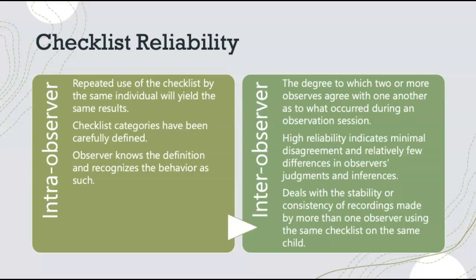Inter-observer is the degree to which two or more observers agree with one another as to what occurred during an observation session. High inter-observer reliability indicates minimal disagreement and relatively few differences in the observer's judgments and inferences. It deals with the stability or consistency of recordings made by more than one observer using the same checklist on the same child. You and I would then use this same checklist, observe this same child or children, and receive similar results. Environmental rating scales are a great example.